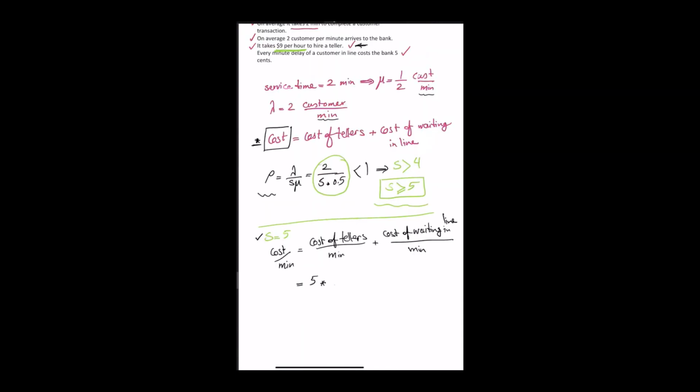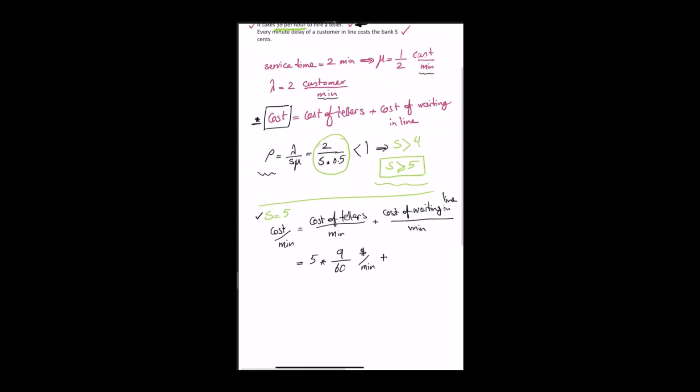And we know that for each one of the tellers, we pay $9 per hour. However, I want the unit of time here to be the minute. So if I pay $9 per hour, that's going to be $9 per 60 minutes. So this is going to be the amount of dollars that we pay in each minute.